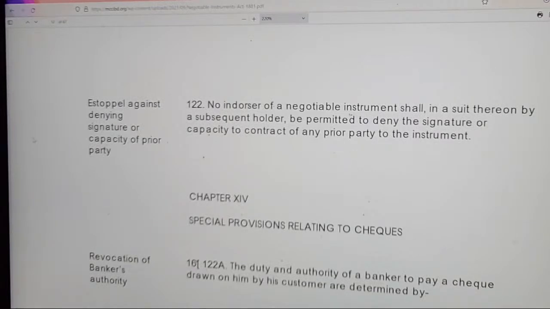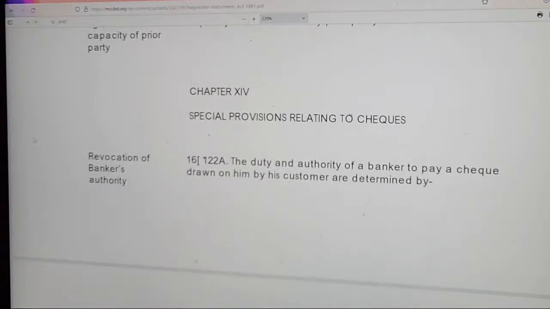Estoppel against denying signature or capacity of prior party. 122. No endorser of a negotiable instrument shall, in a suit thereon by a subsequent holder, be permitted to deny the signature or capacity to contract of any prior party to the instrument.